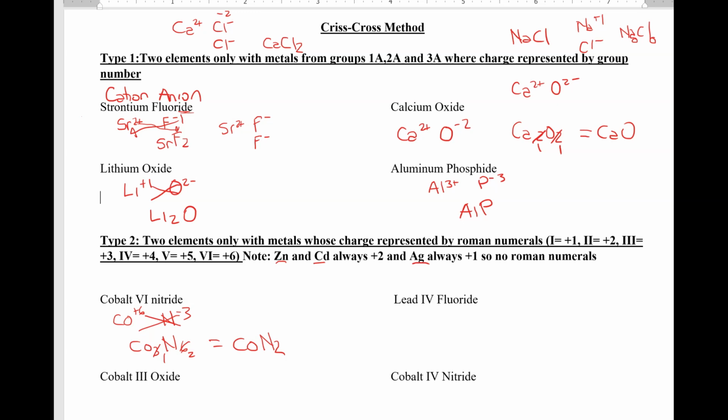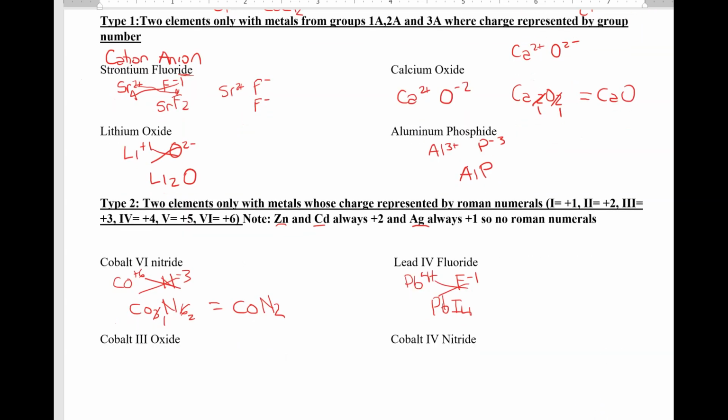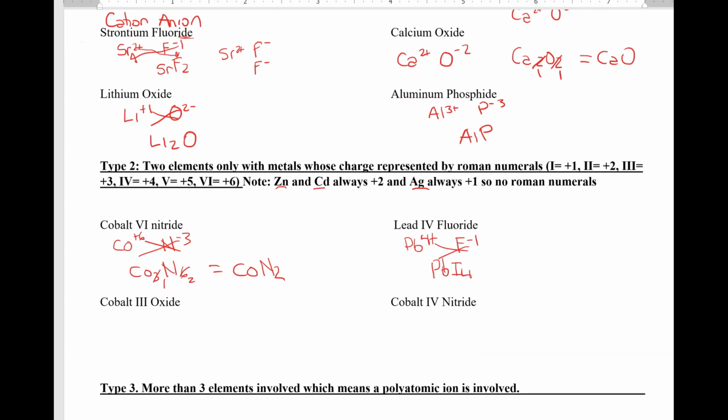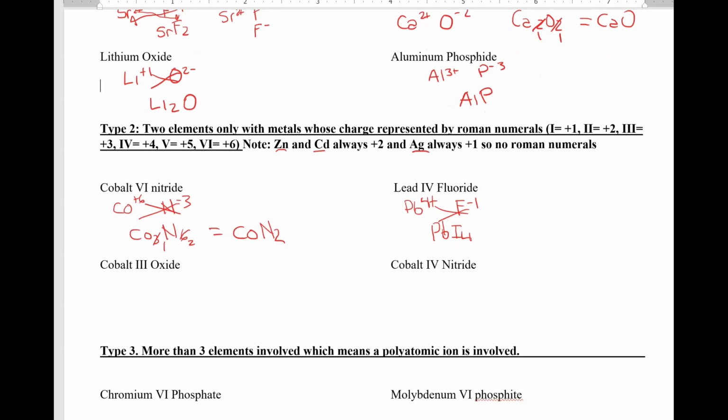Okay, lead IV fluoride. Lead, positive 4. That's what the Roman numeral tells us. Fluoride, negative 1. Crisscross, PbF4. It's extremely important you write this part out. I mean, a lot of students will try to shortcut this in their head. Don't. Just write it out, do the crisscross, make it simple for yourself. Many a student has messed up because they sat there and tried to do the whole crisscross thing in their head, and it's just a disaster. So don't do that.